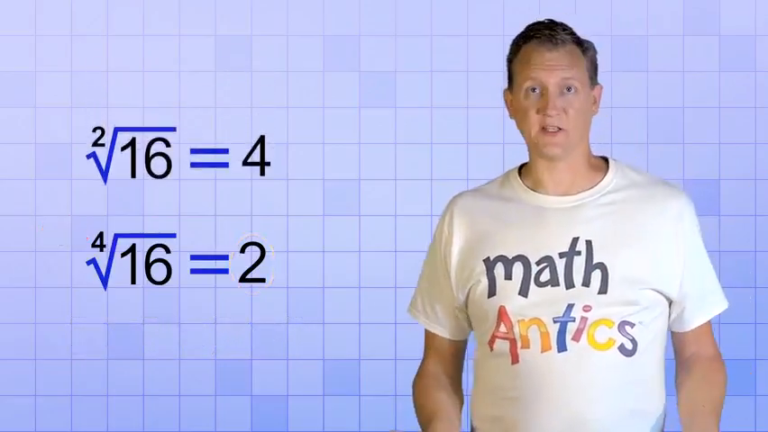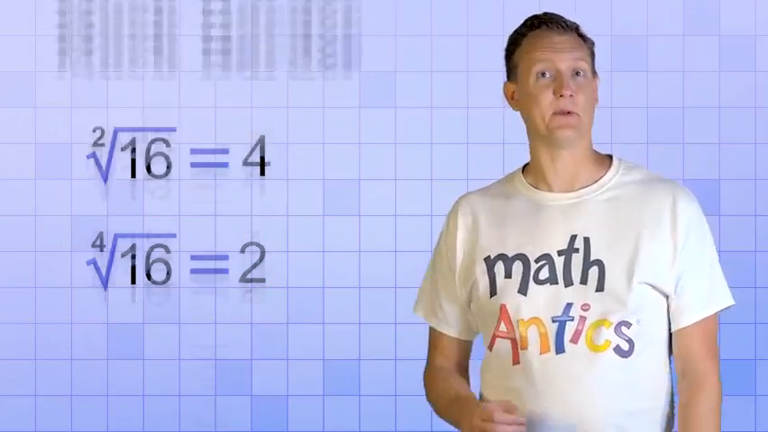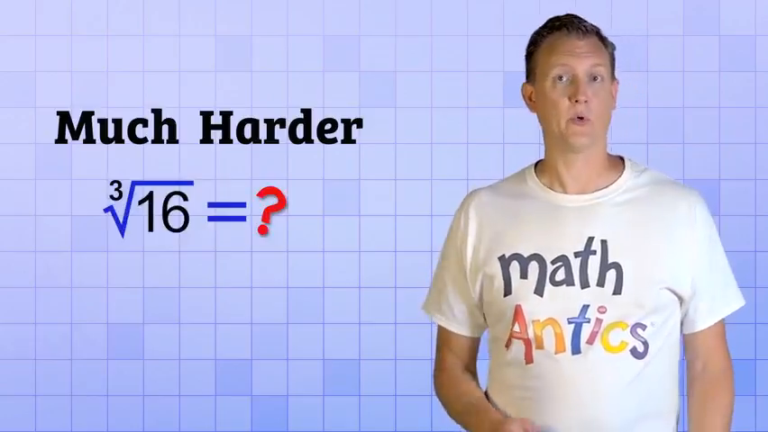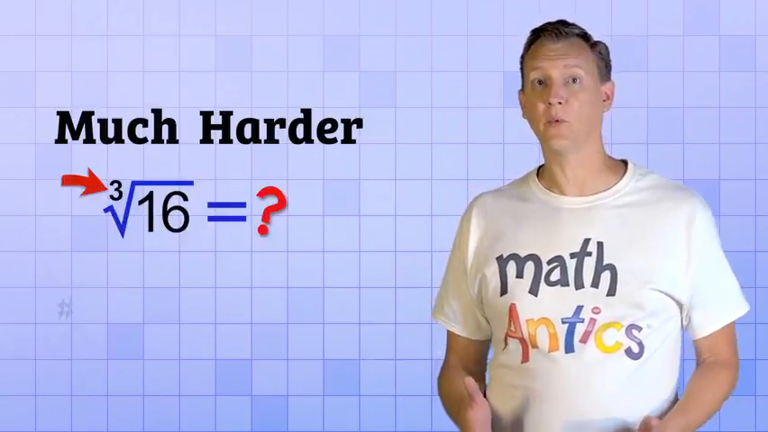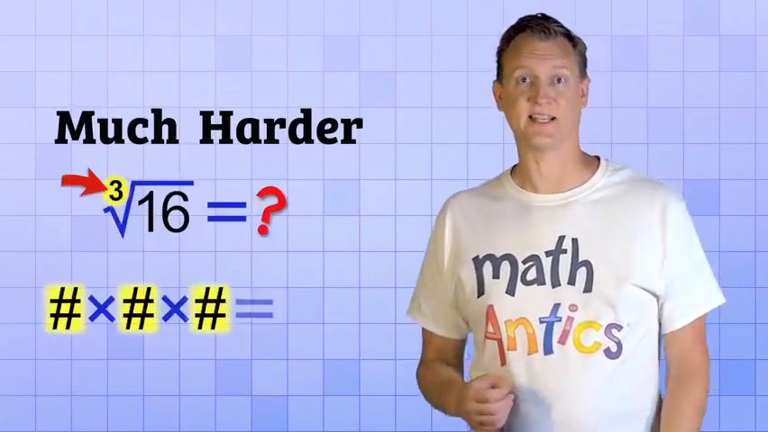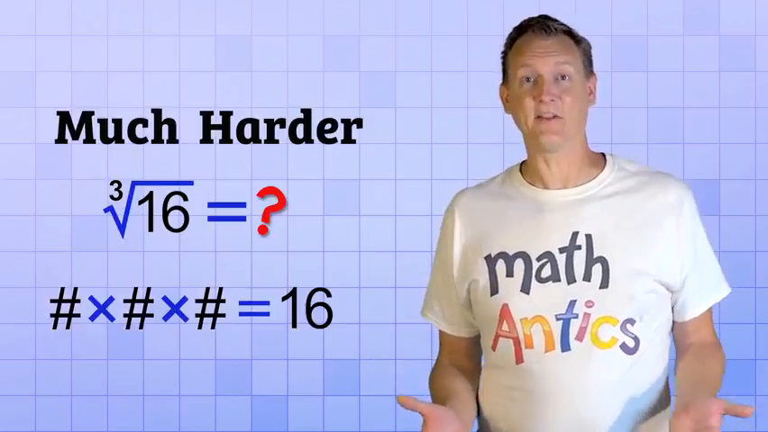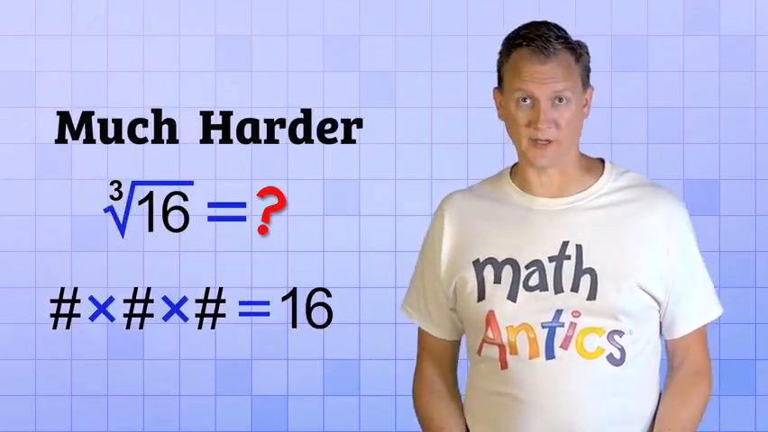Both those roots were pretty easy to figure out, right? But unfortunately, figuring out roots in math can be much harder. For example, what if we had this problem instead? Root 3 of 16. That means we need to figure out what number we can multiply together 3 times to get 16. Can you think of a number like that? No. I can't either. And unfortunately, it's not easy to calculate what that number would be.